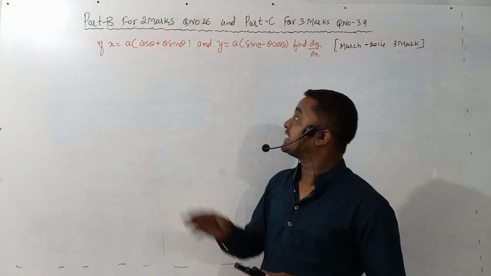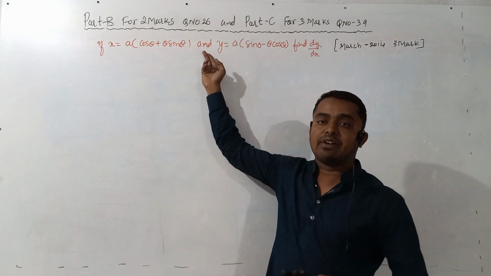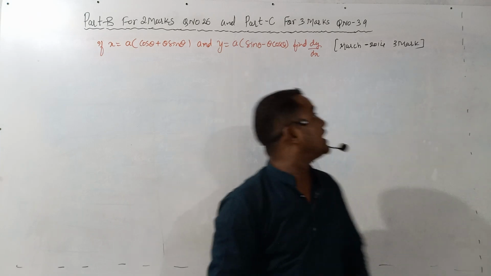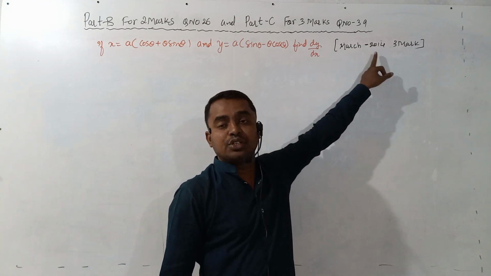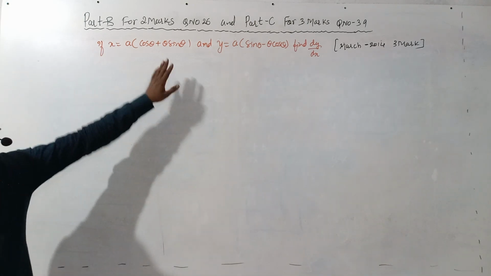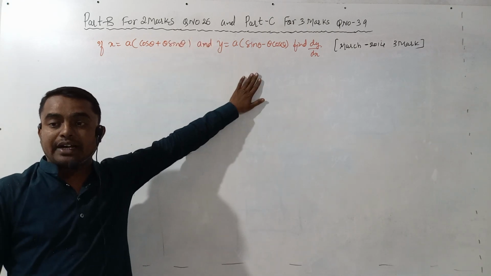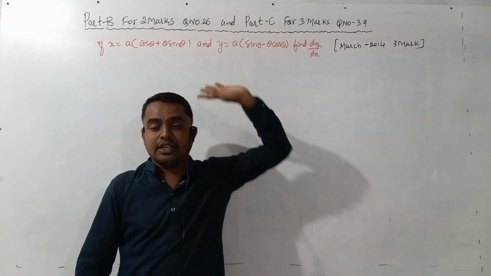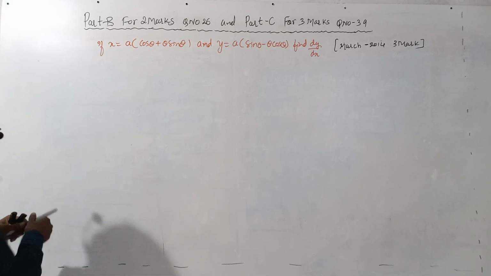Next one. If x is equal to a into the bracket cos theta plus theta sin theta and y is equal to a into the bracket sin theta minus theta cos theta, find dy by dx. This question has been asked in the year March 2014 for 3 marks. It is a very important question for your annual examination. According to the new pattern, this type of 3 marks question will be asked as question number 39 in part C.